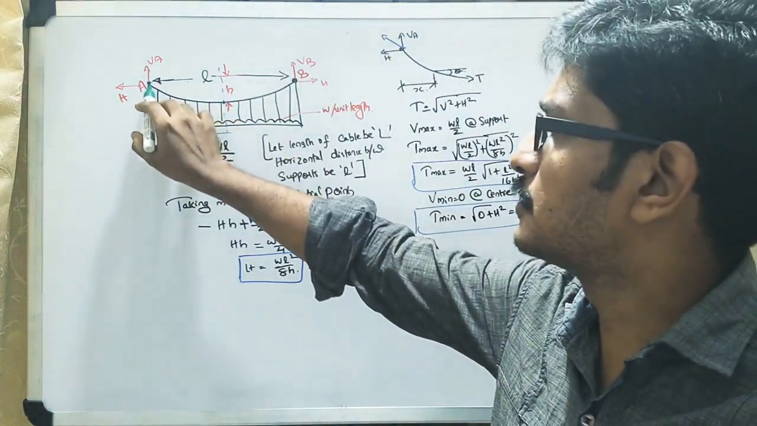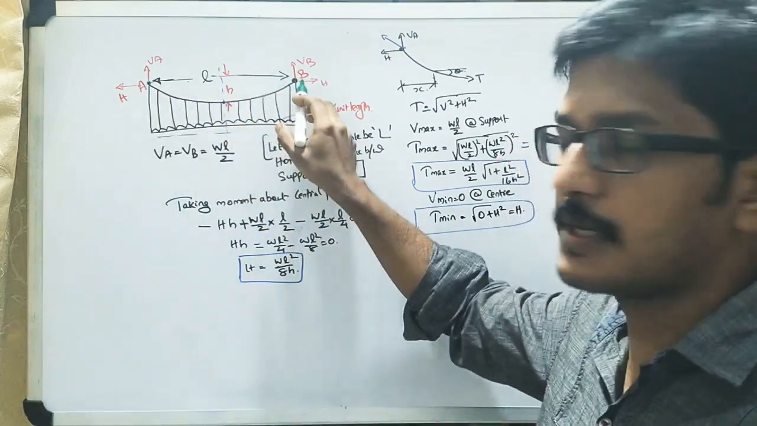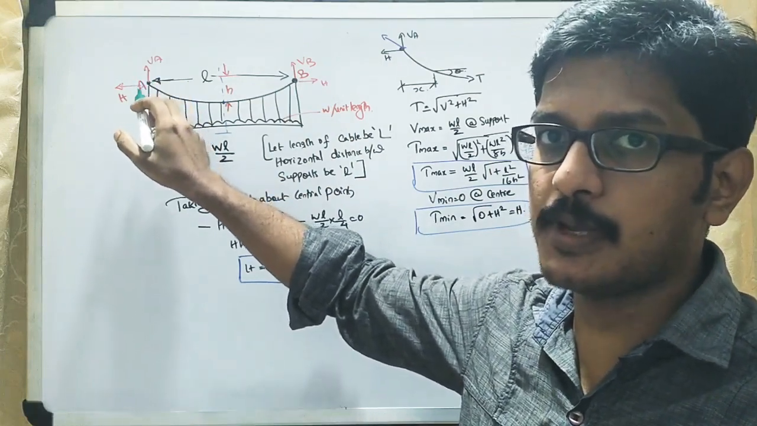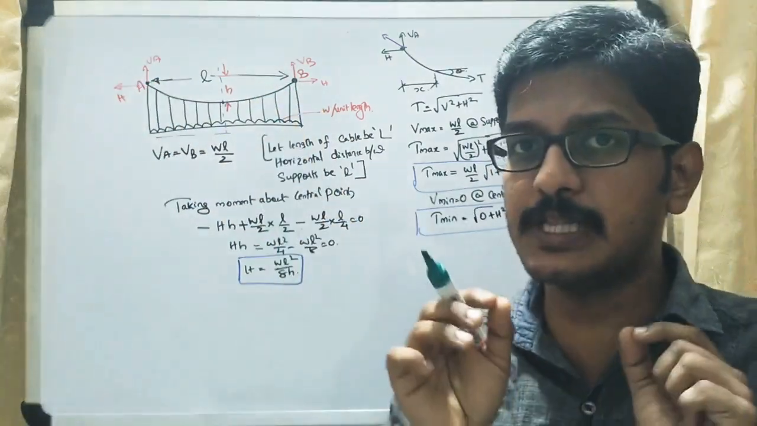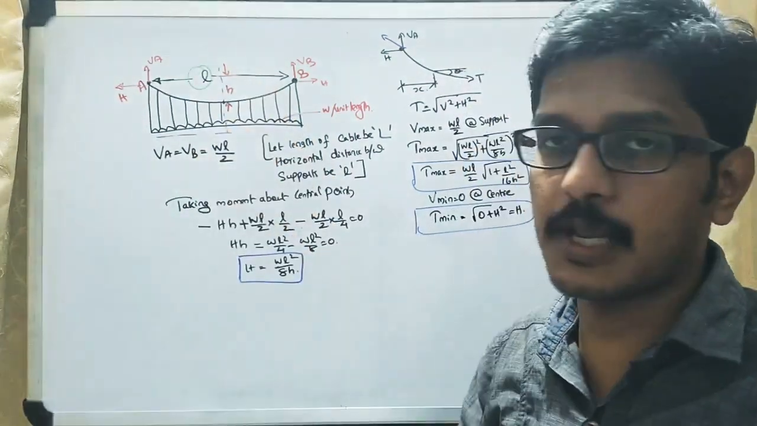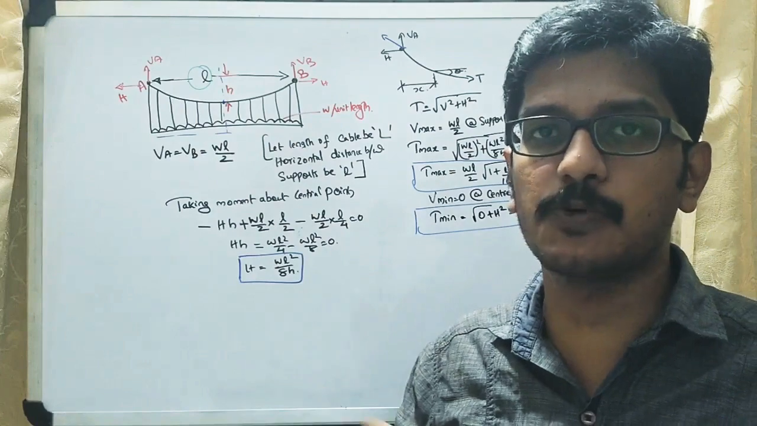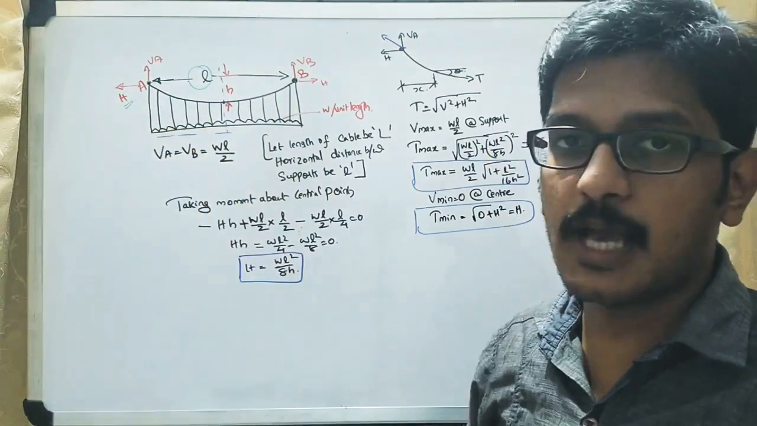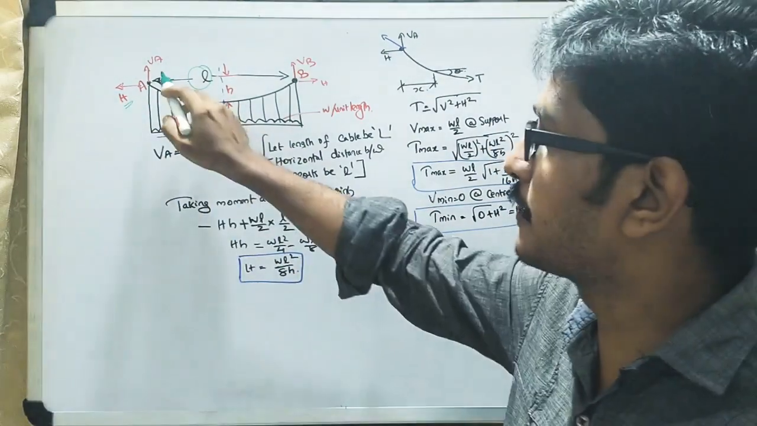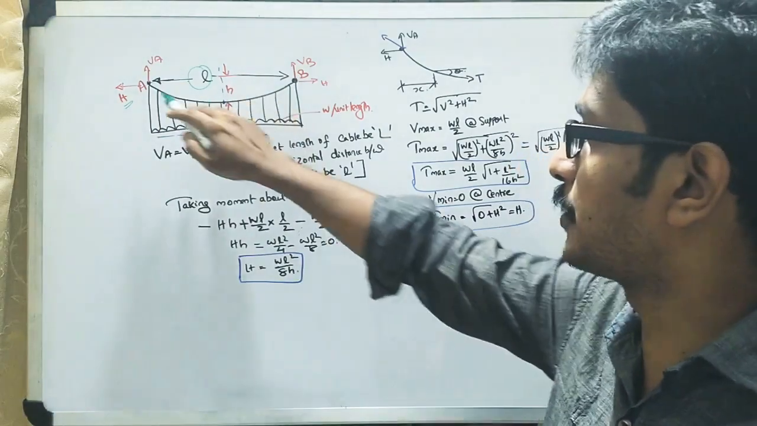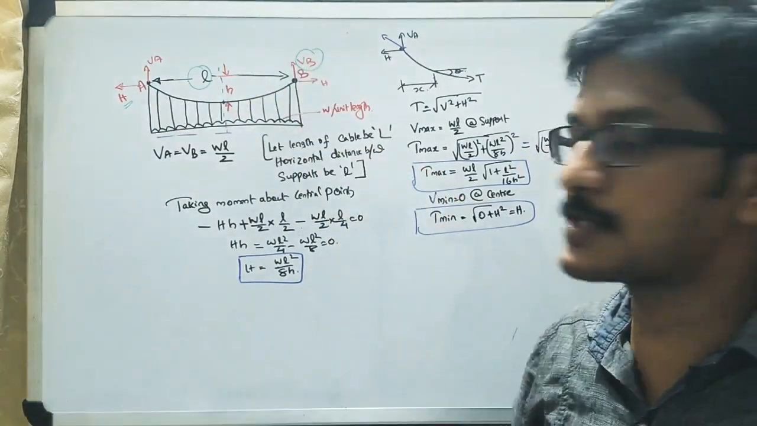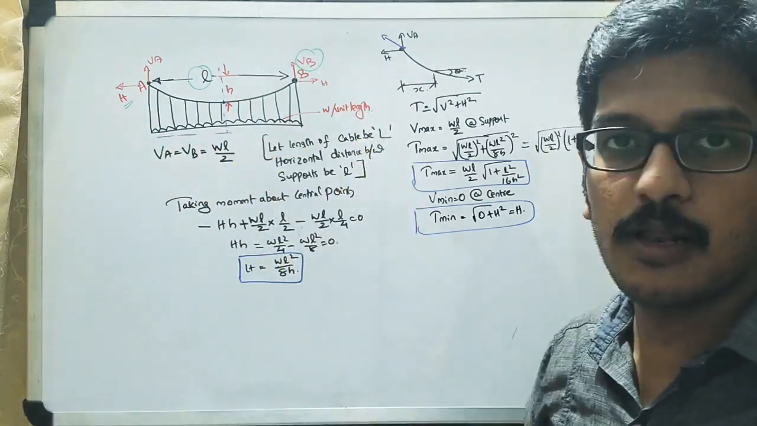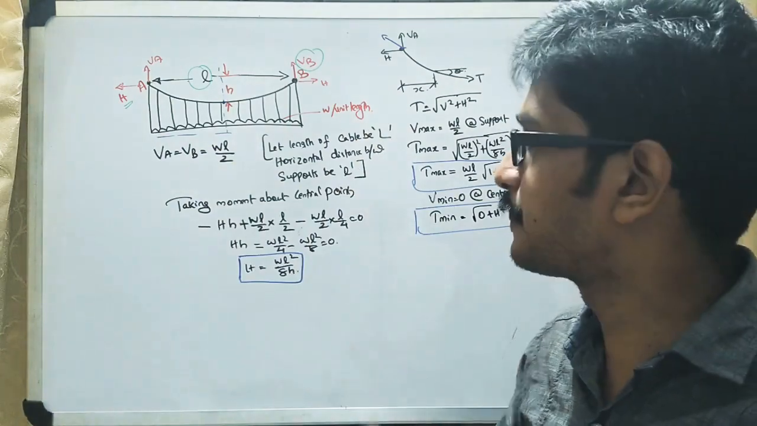Here two points A and B are given. That means these two points are supports. The distance between these supports is small l. Here we can mark the capital H as horizontal thrust, VA as the vertical reaction at point A and VB as the vertical reaction at point B. The total length of this UDL is small l, that means the distance between the supports.